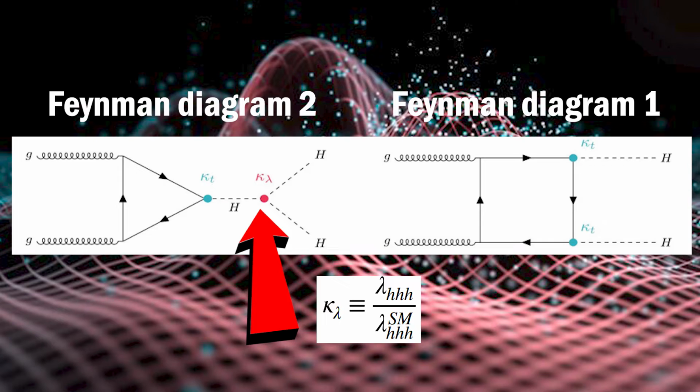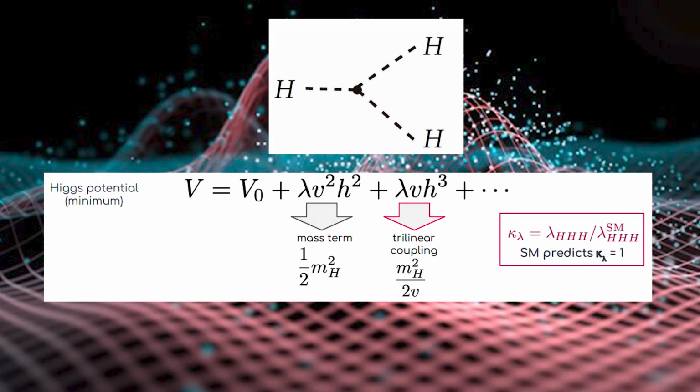One virtual Higgs boson is produced and decays into two real Higgs bosons. 3 Higgs bosons meet at a single point. These are the events we want to produce, so that we can determine their rate, tease out the triple Higgs interaction strength, and calculate the third moment of the shape of the Higgs potential.